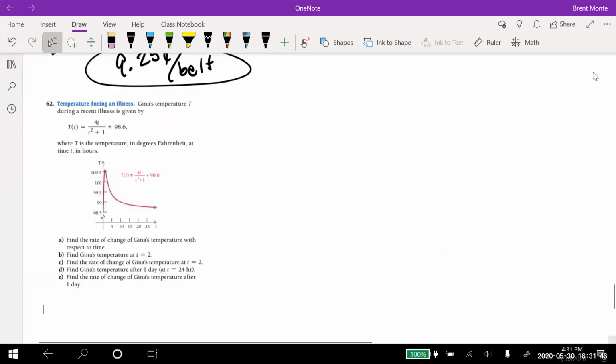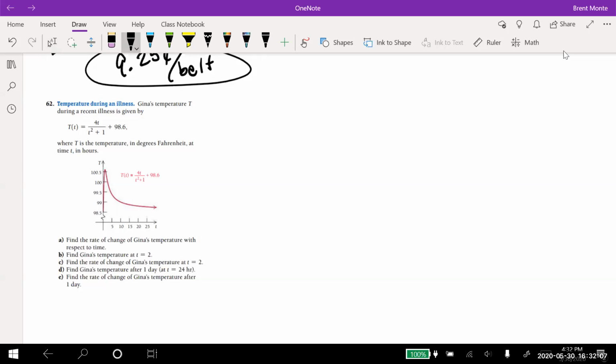Temperature during an illness. Gina's temperature T during a recent illness is given by the function, where capital T is the temperature in degrees Fahrenheit and little t is in hours. Notice it goes up really quickly and spikes, and then it starts to come down much slower than it went up. And they ask us a bunch of questions.